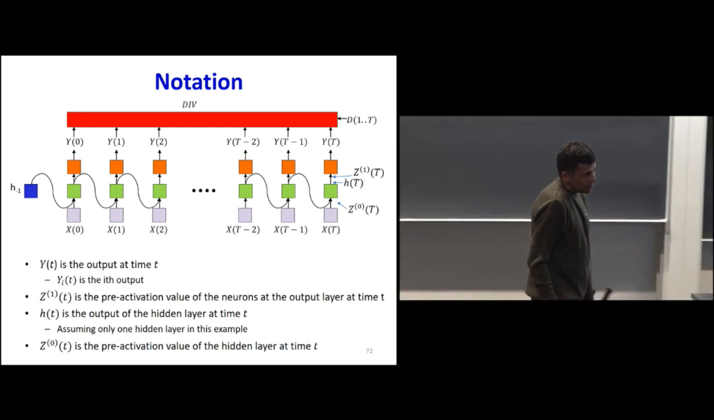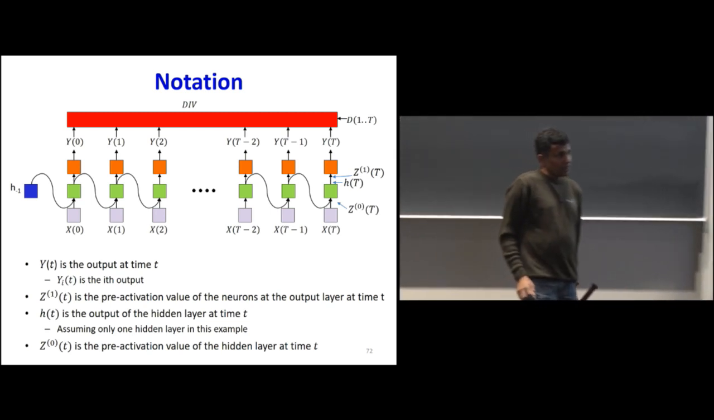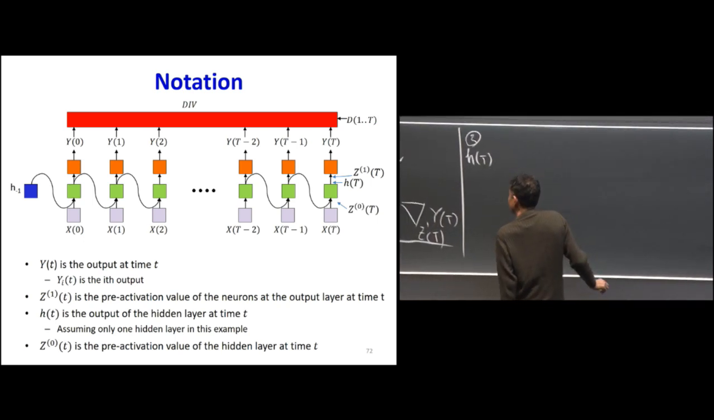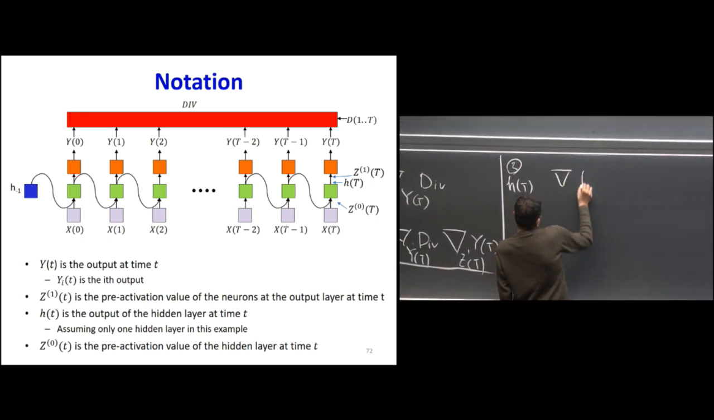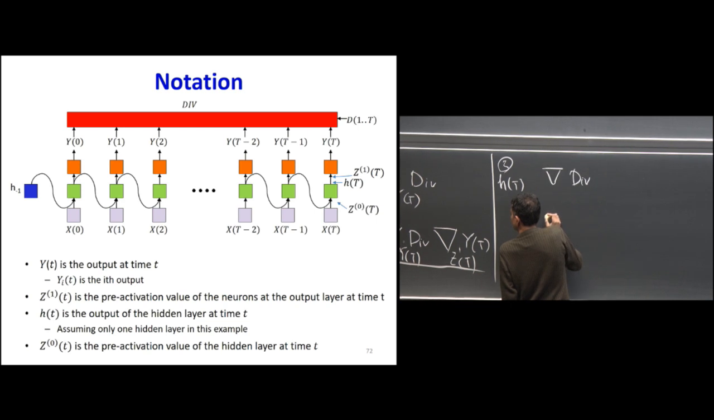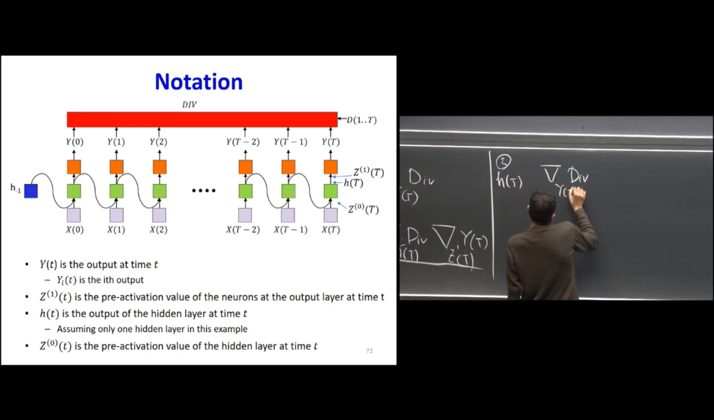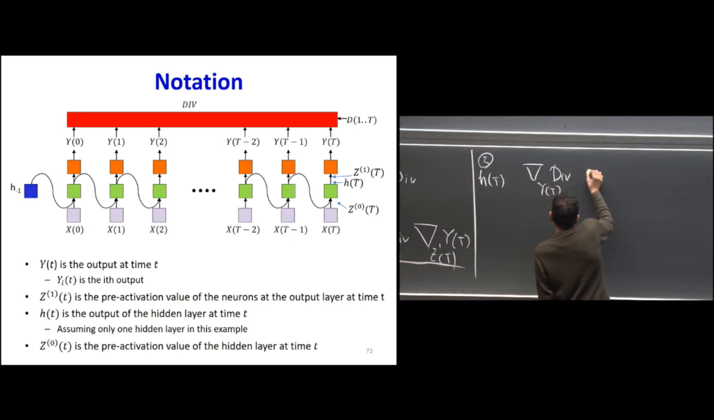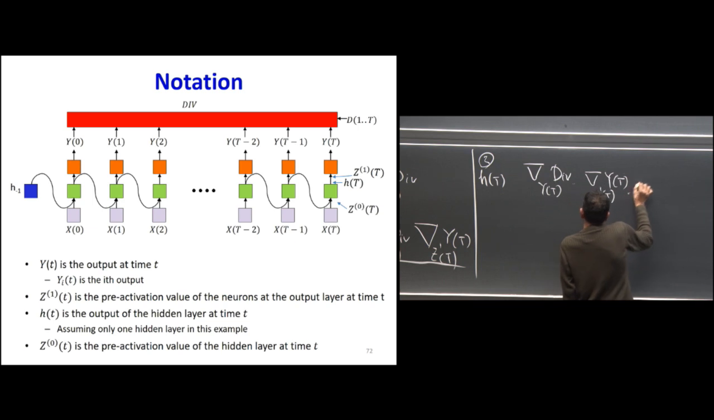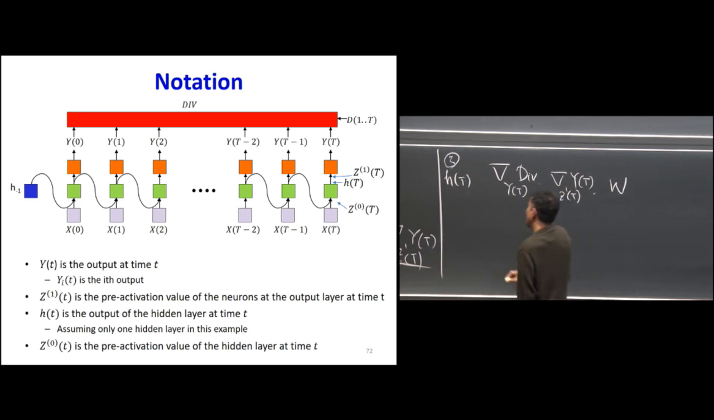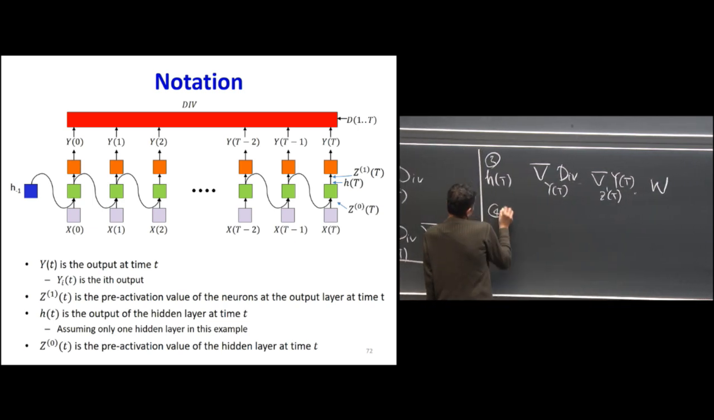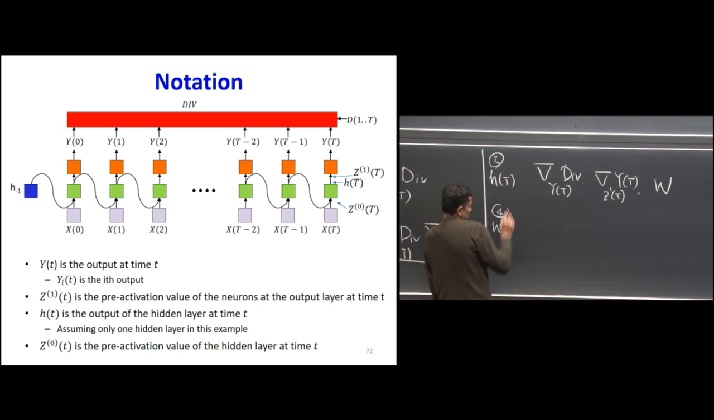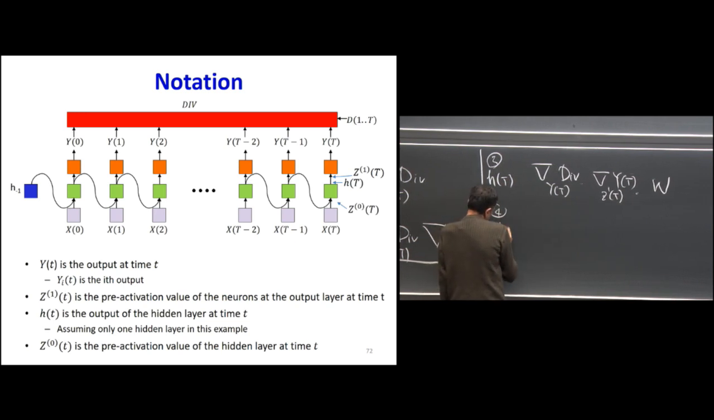Pardon me? Post or pre? Post. Right? So this is going to be the derivative of the divergence with respect to yt times the derivative of yt, which is actually a Jacobian, correct? z1 of t times w. Now, there's a parameter over here, which let me call w1, right? So what is the derivative with respect to w1?